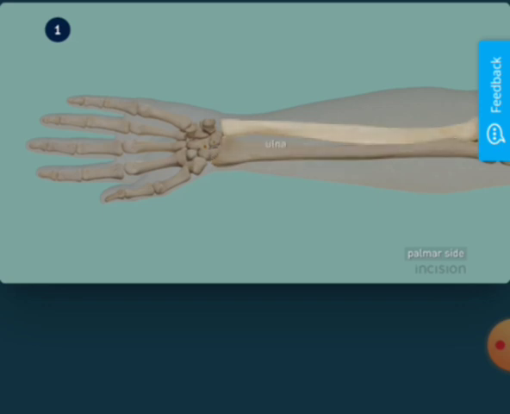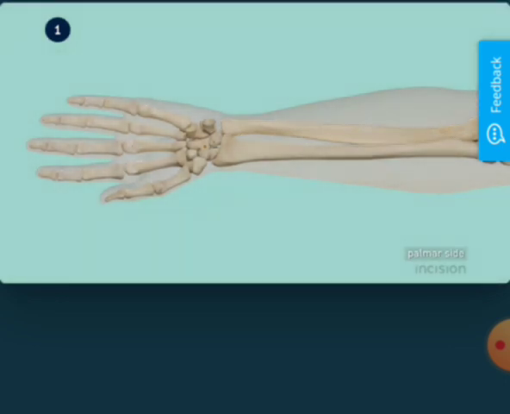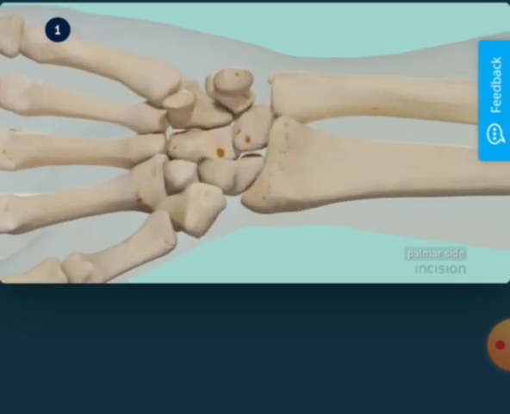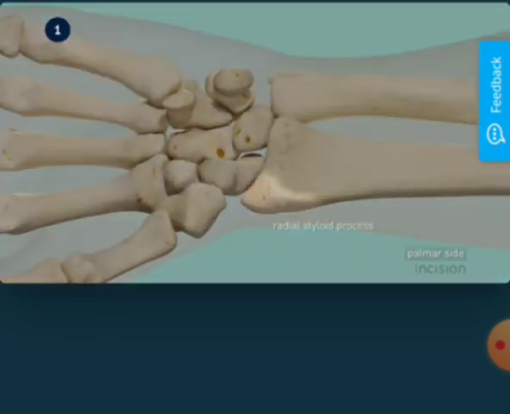The ulna is the larger and longer bone of the forearm. The radius and ulna both have small bony protrusions at their distal ends, named the radial styloid process and the ulnar styloid process.